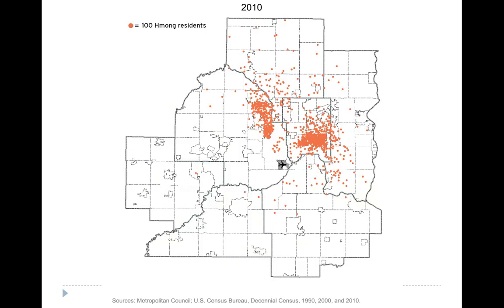This is another map that shows Hmong residents in the Minneapolis and St. Paul area. This represents Minneapolis, and this represents St. Paul. You can see that there are clustered communities of Hmong residents in the cities compared to the outer ring suburbs.